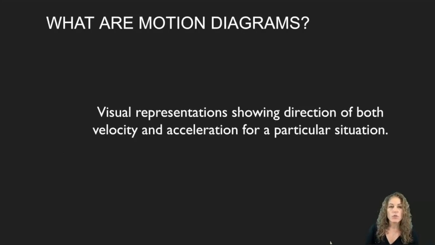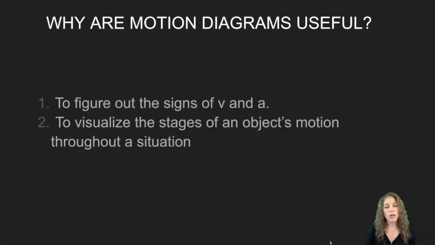Motion diagrams are visual representations showing direction for velocity and acceleration for a particular situation. While there are an infinite number of situations, there's only four types of motion, and there's only either left, right, up, down, diagonal, so there's a limited number of motion diagrams that you have to be able to draw. Why are they useful and why do I care about them? Well, it's really important to know the signs of velocity and acceleration. And since they're both vectors, the direction that the arrows point will tell you their signs.